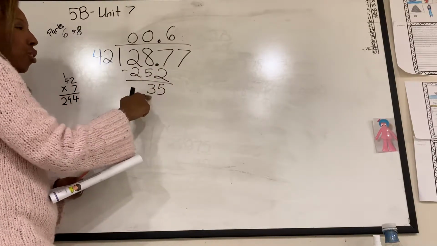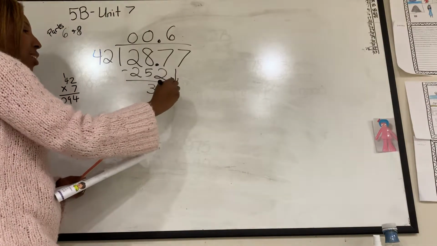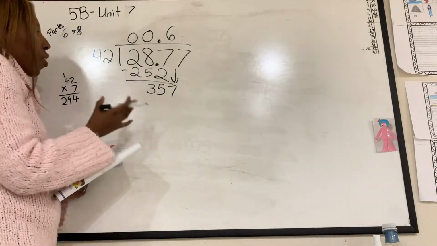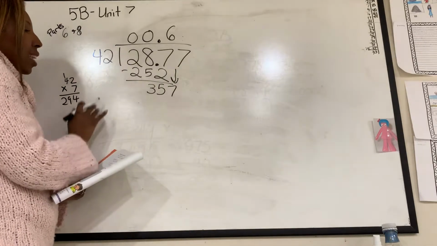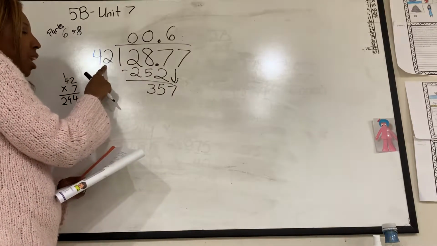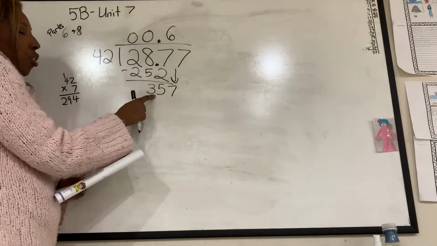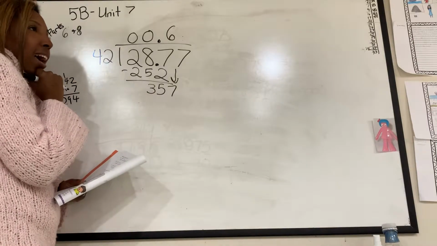Can 42 go into 35? No. Bring down the 7. Now wait a minute, I'm left with this and this. I can sit here and go through all my facts, or I can say, well, how many times does 40 go into 35? So what gets close to that?